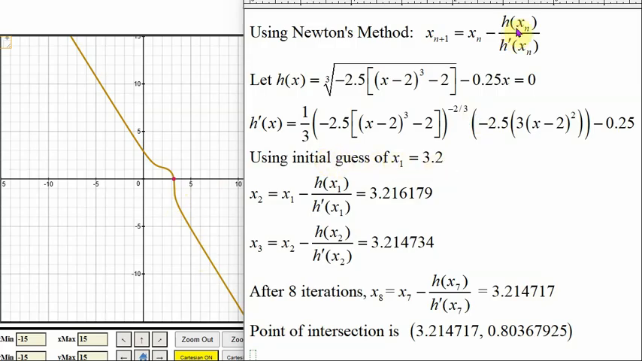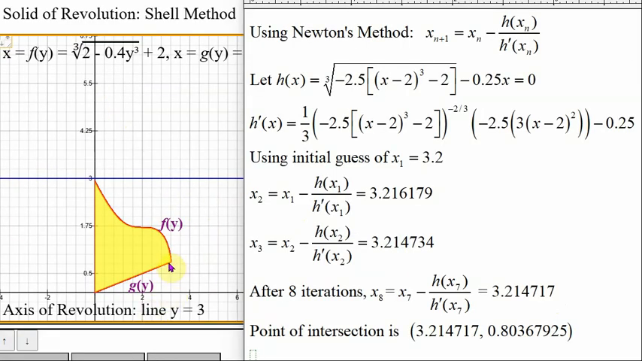And then using this Newton's method formula to calculate x sub 2, we get 3.216179. And then the next iteration, x sub 3, we get 3.214734. And then after 8 iterations, we get 3.214717. And so for this point of intersection right here, x is 3.214717.